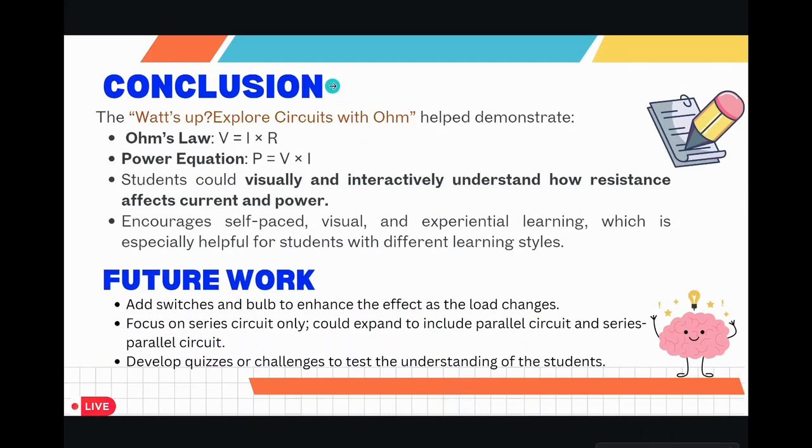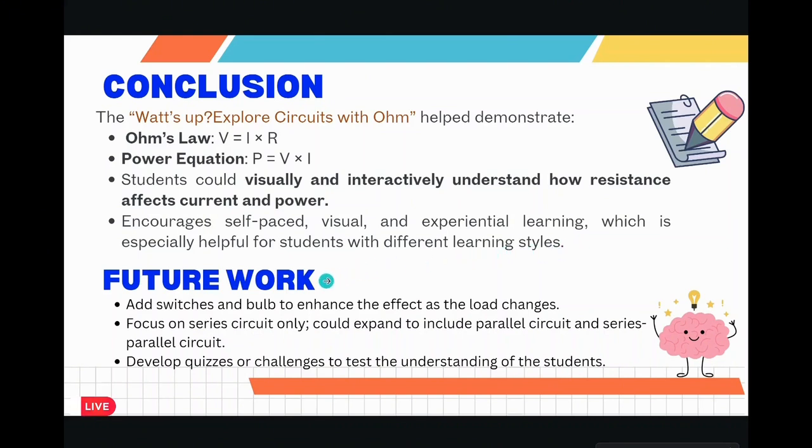To conclude, my innovation demonstrates Ohm's law, which is voltage equals current times resistance. It also demonstrates the power equation, which is power equals voltage times current. Students could visually and interactively understand how resistance affects current and also power. Lastly, it encourages self-paced, visual, and experiential learning, which is especially helpful for students with different learning styles.